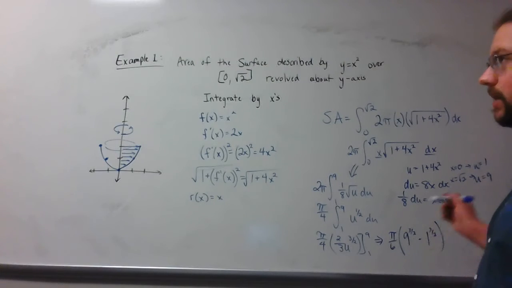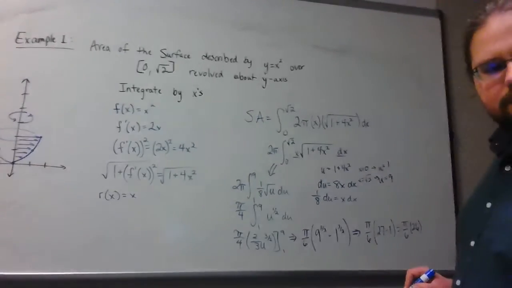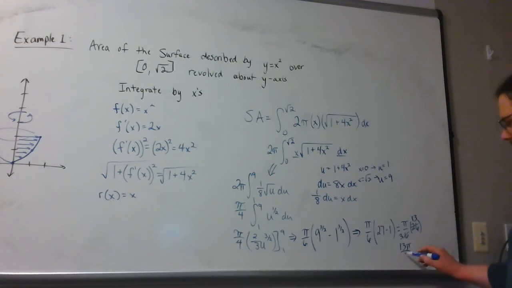9 to the 3 halves, well, let's see. The square root of 9 is 3, and 3 cubed is going to be 27. So I'm going to end up having pi over 6 times 27 minus 1, which is going to be 26. So pi over 6 times 26. I can do a little bit of simplifying there. So let's see. If I take out a 2, that's going to be 3 and 13. So my final answer here is going to be 13 pi over 3.